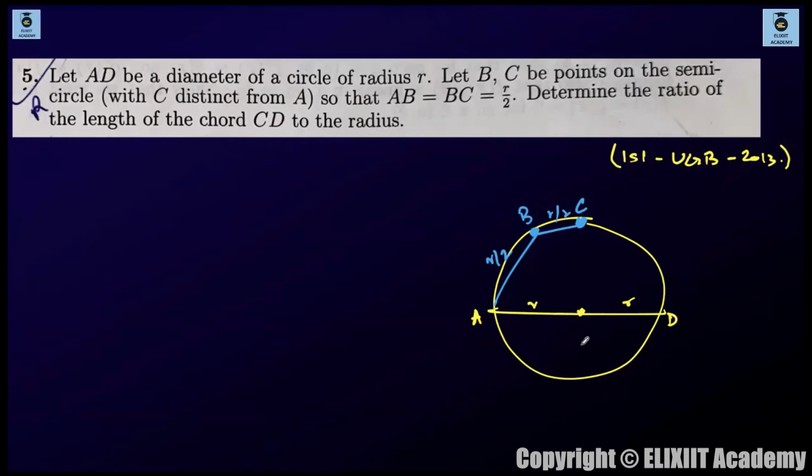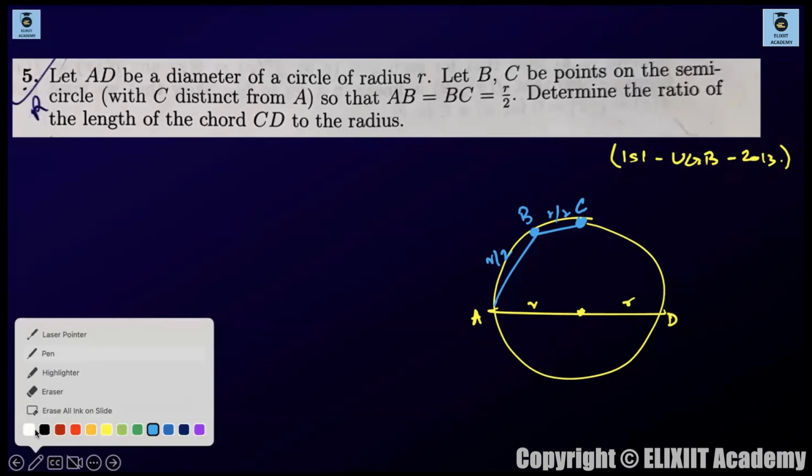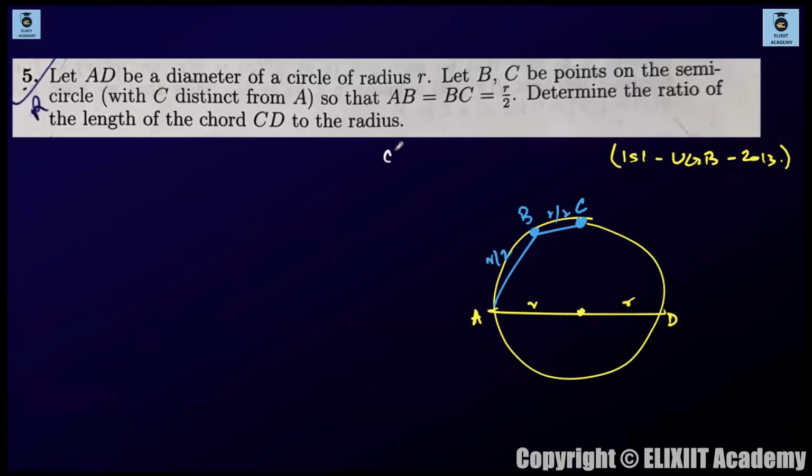What do we have to find? We have to find the ratio of the length of the chord CD to the radius. Meaning we have to find CD by R. Ratio of the length of the chord CD to the radius means they are asking you to find what is CD upon R. This is your target.